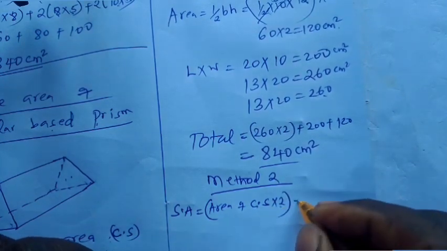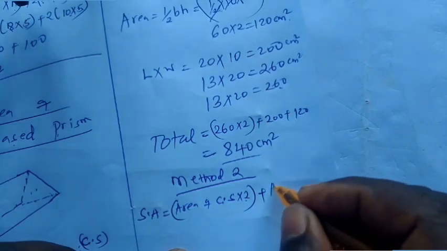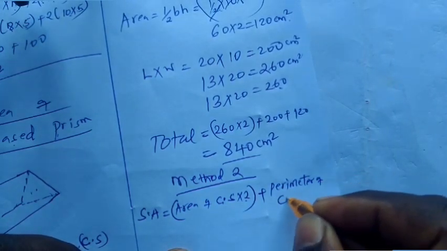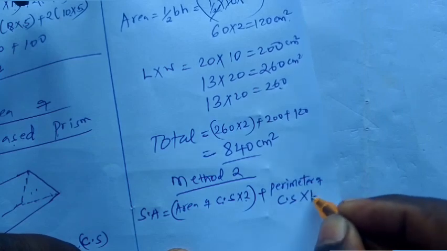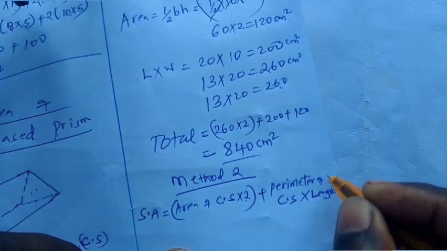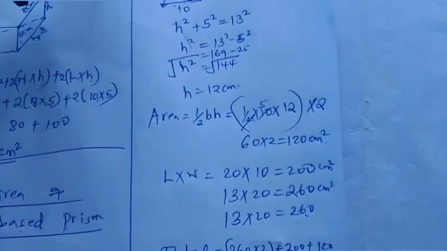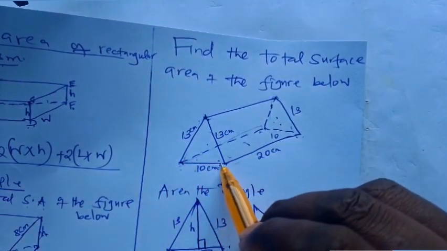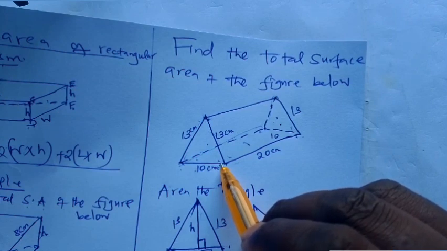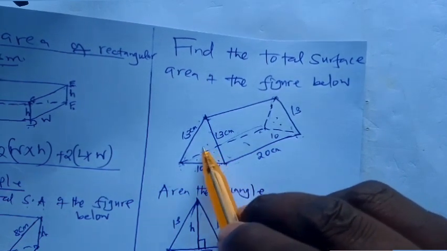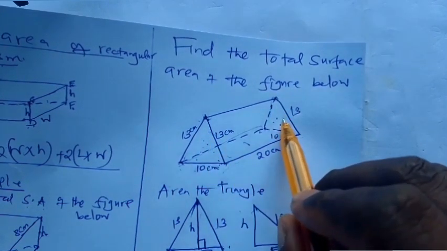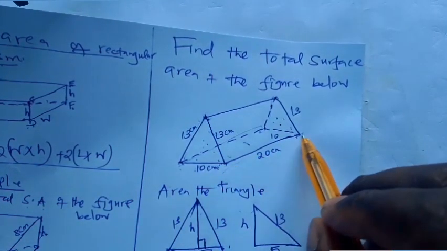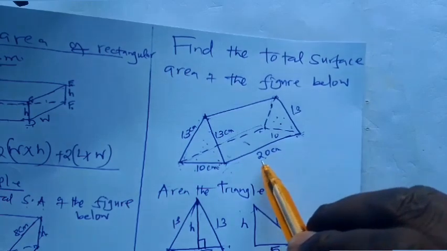Then you add perimeter of cross section, then times length. And that is done. So let me explain what cross section area is. I've told you those two faces that are exactly the same are what we call the cross section. Like here, this triangle is the cross section area. This long edge here is the length, right? Now let us apply the formula.